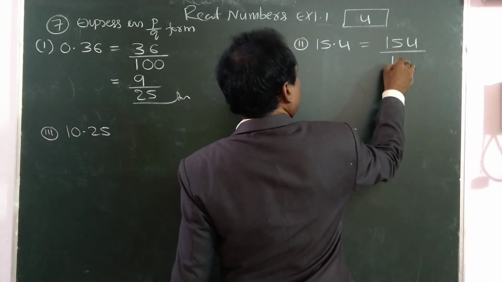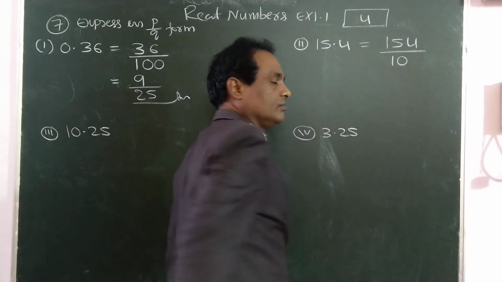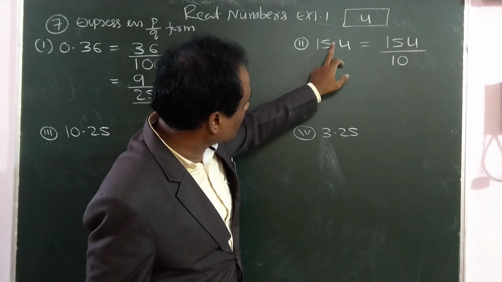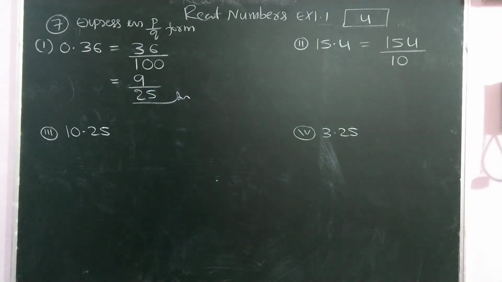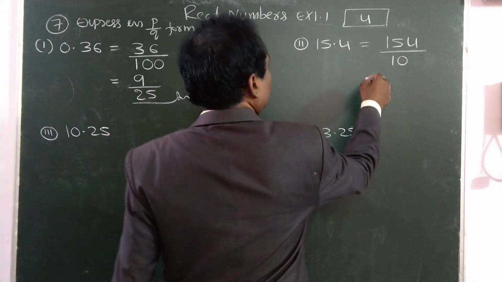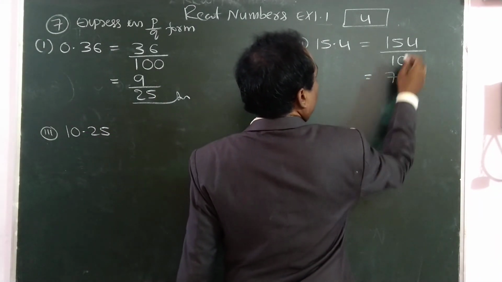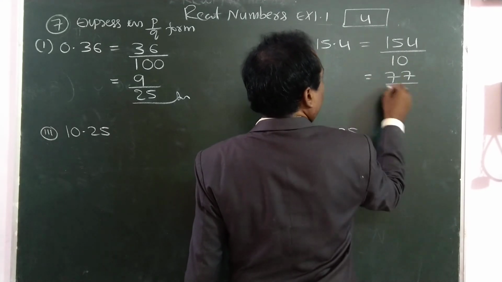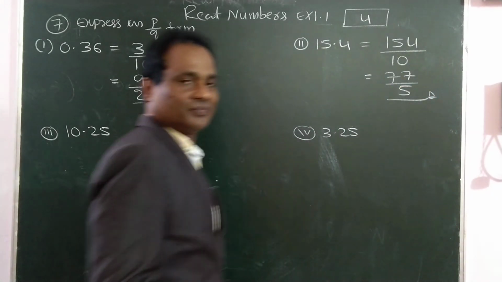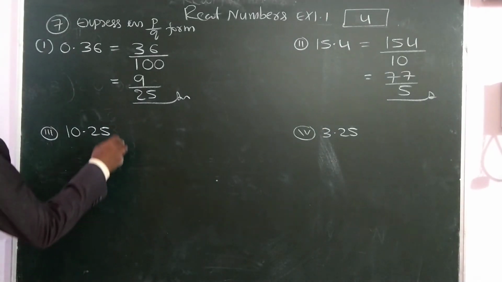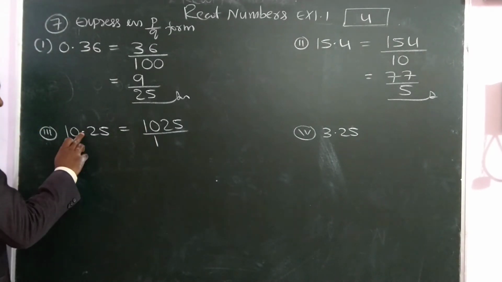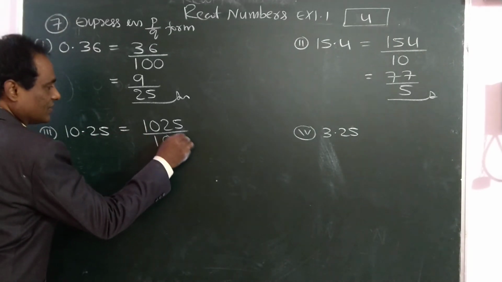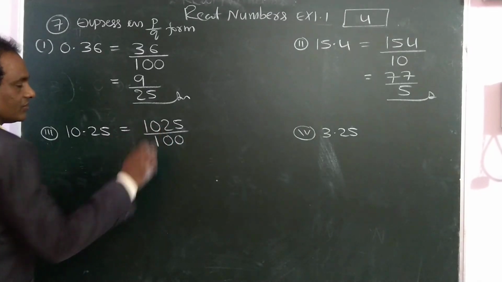154 by 1, after the decimal 1 digit, so 10. After the decimal 1 digit means put 1 0. That's all, the decimal is removed. 154 by 10, cancel with the 2 table. 2 sevens are 14, so 77 by 2 fives are 10. Here write 1, after the decimal 2 digits are 2 zeros.